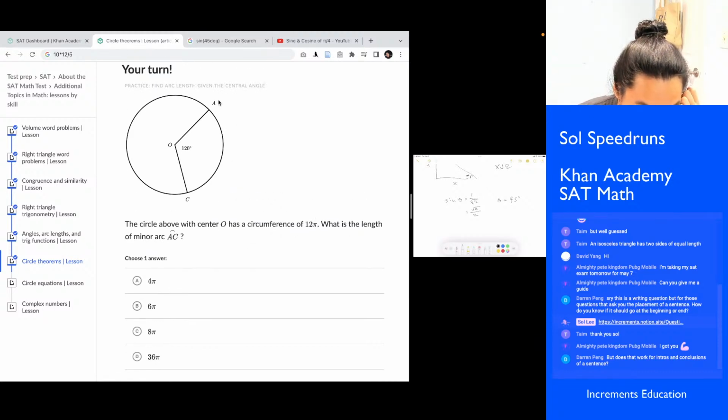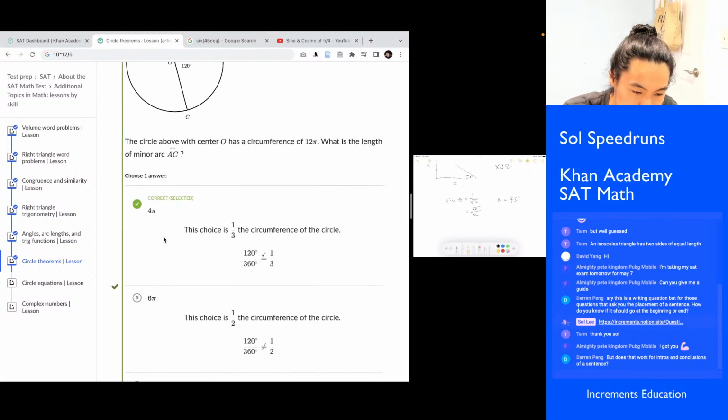AOC, circumference. The circumference of the whole thing is 12 pi. So the radius is 6. So the length of minor arc AC is what? Oh, the arc, my bad. The arc. I keep forgetting what the arc is. Arc AC is... Oh, okay. This is a third. Oh, no, never mind. I just need to get 4 pi. Oh my god, I didn't even bother with the radius.